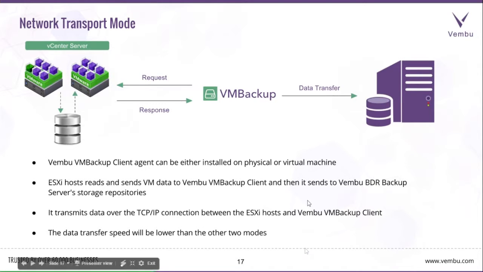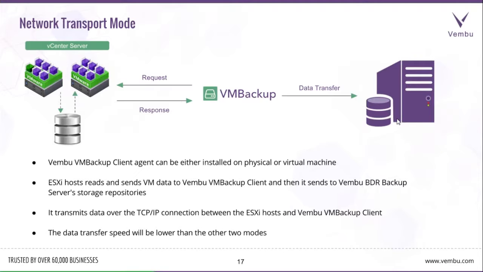And finally we have the network transfer mode. This is the regular transfer mode. The Vembu VM Backup client agent will be installed on either a physical or a virtual machine. The ESXi host will read and send the VM Backup data to the BDR Backup server storage repositories. First the VM Backup client will read the data, and then it will get a response to the VM Backup client, and then the data will be transferred to the storage repositories.